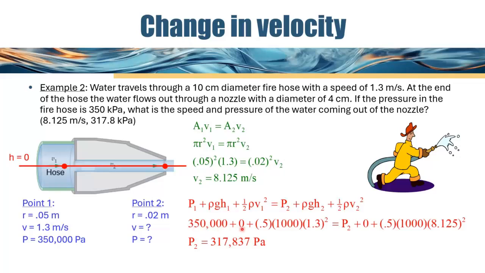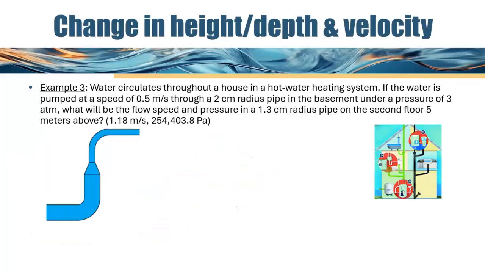There is no height difference, so I just put a 0 in there. There is a velocity, so I used 0.5 times the density of water times 1.3 squared. I'm looking for the pressure at point 2. Again, there's no height, and I do have a velocity. It's a different velocity, so again, it's not going to cancel out this time. I calculate the pressure and I get 317.8 kilopascals, or 317,837 pascals.